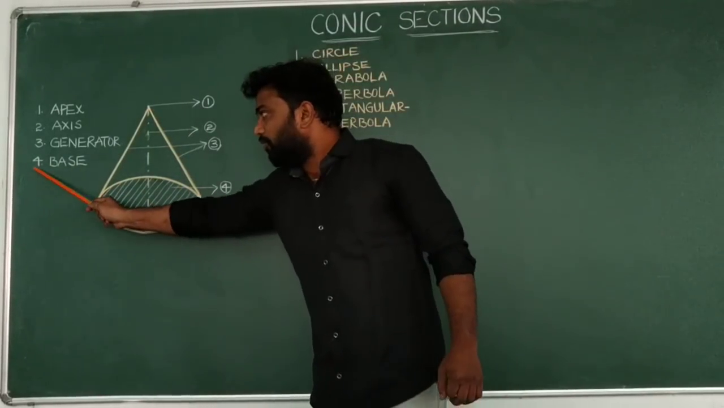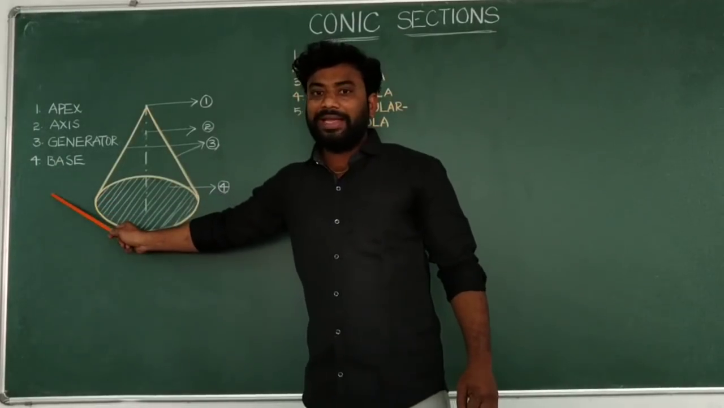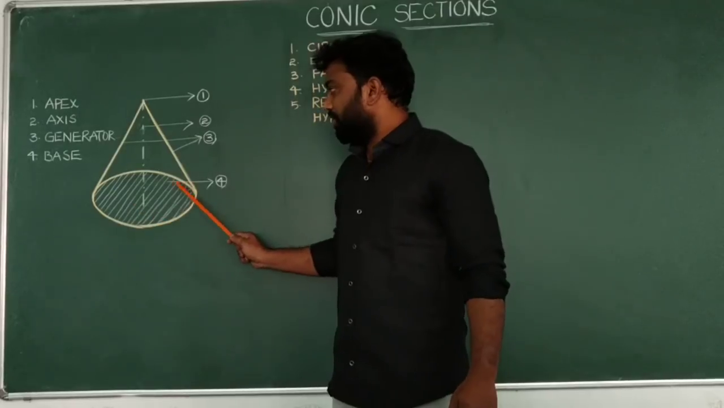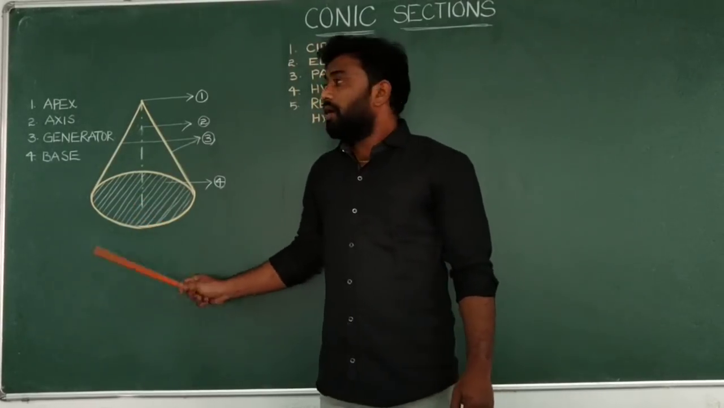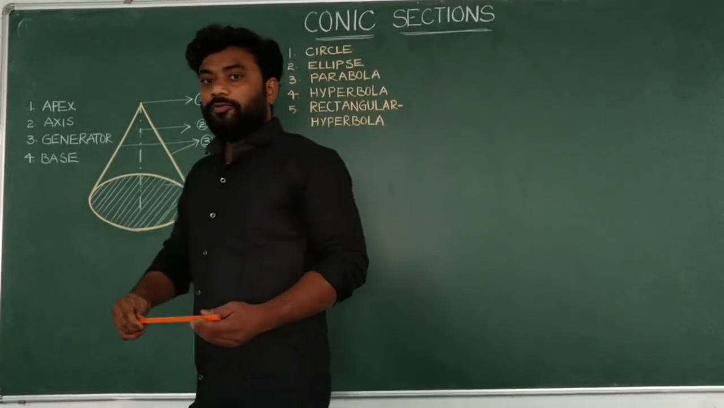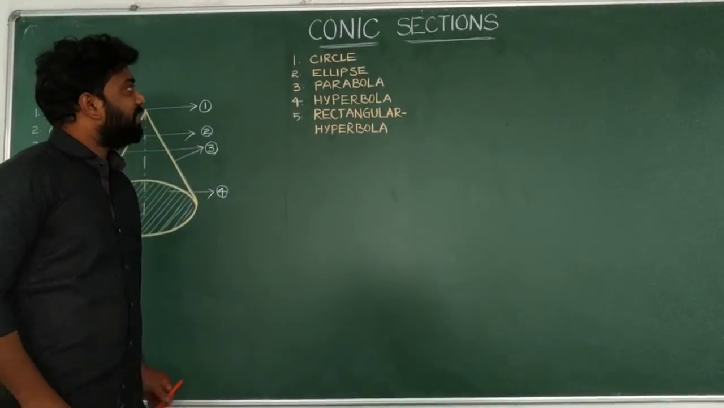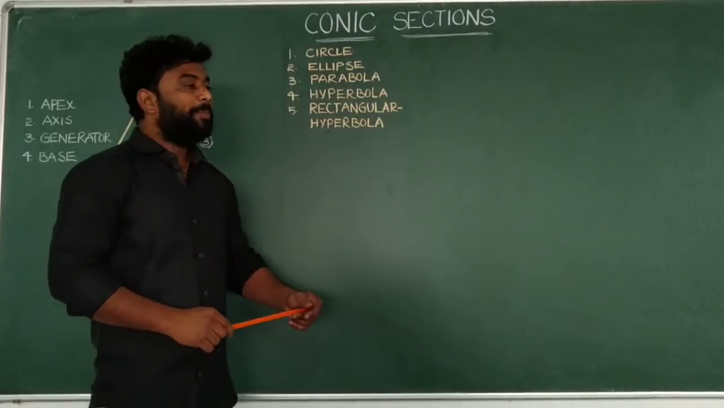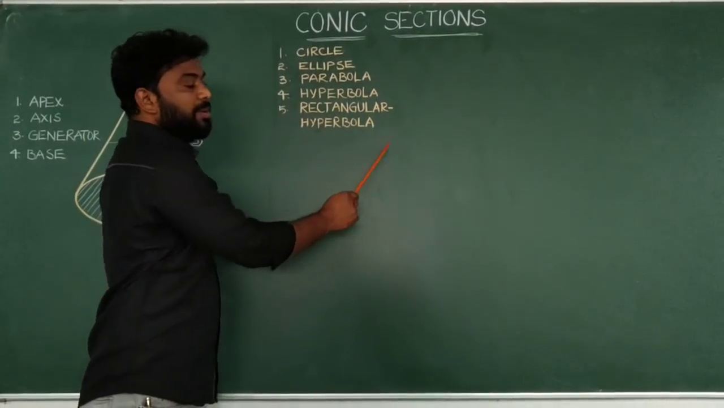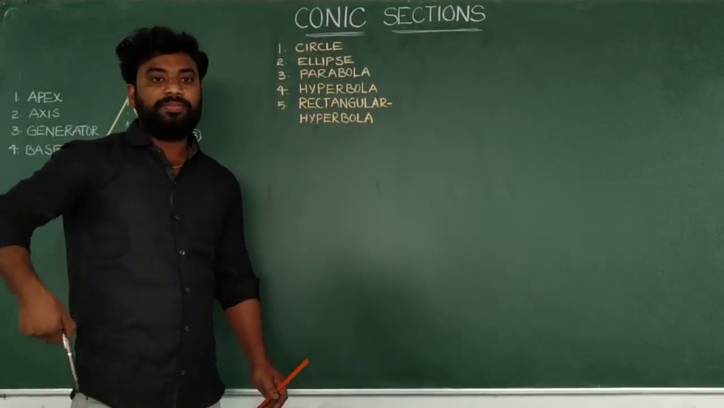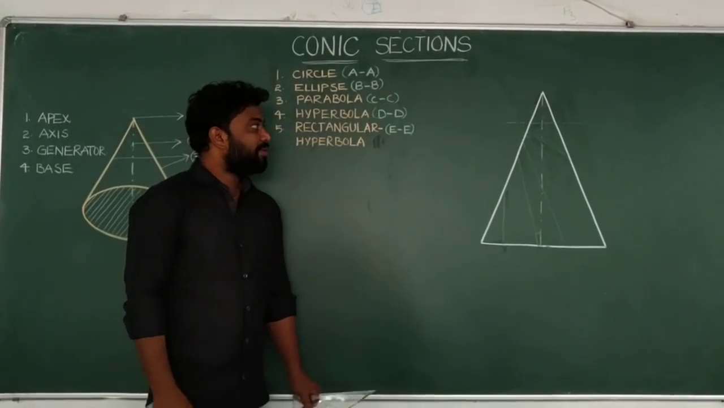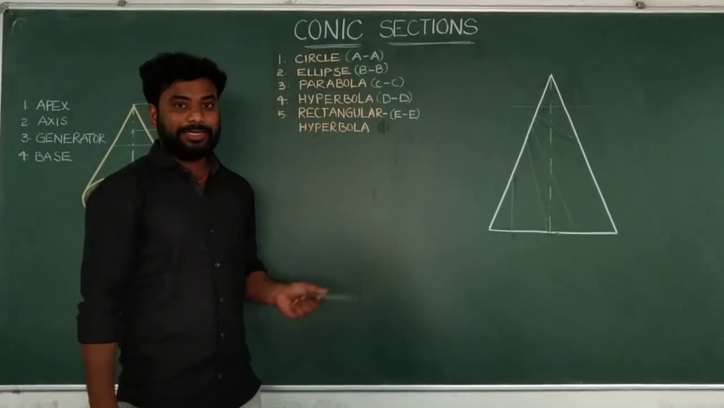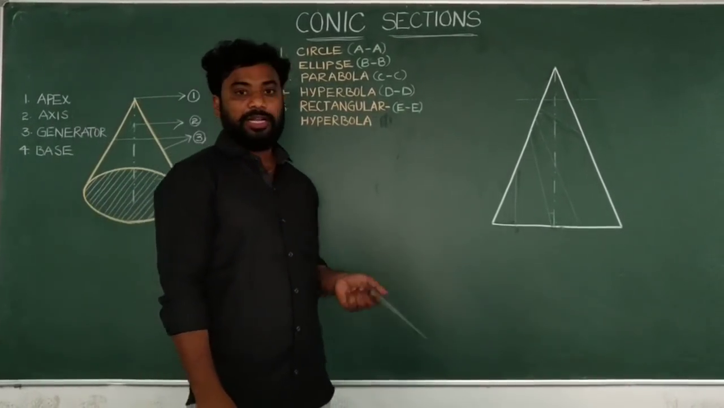And the fourth one is the base. Base means simply the circular portion of the cone. Next we can see the different positions of the cutting plane to obtain different conic sections by means of a diagram. Now we can see how the conic sections are generated with the help of a sectional plane.